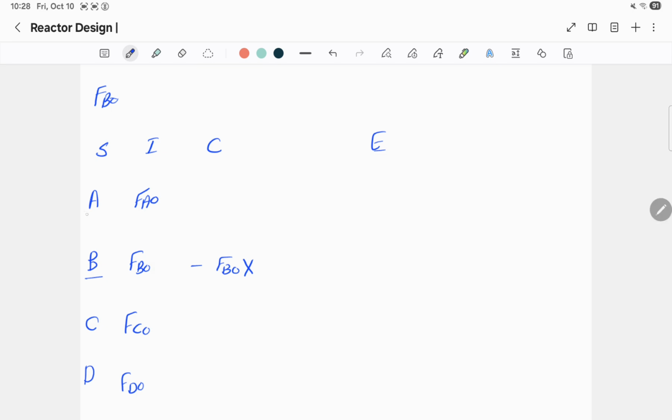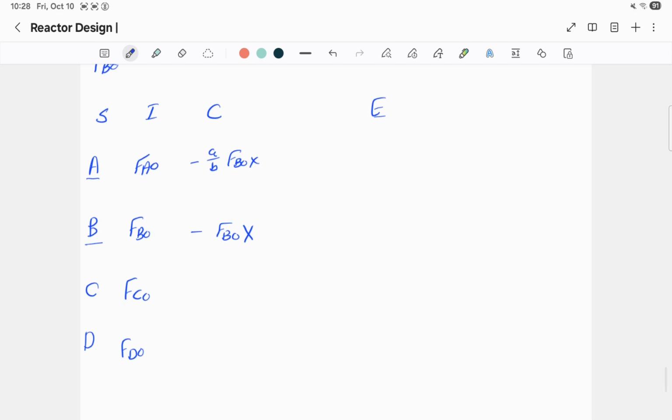We want to do the same thing in terms of A. So what we'll do, we'll use the same limiting reactant, how much has been converted, but we'll times it by the stoichiometry coefficient to convert it in terms of A. We'll do the same thing for C, but in this case it'll be plus because it's a product being produced. C over B times how much of B has been converted. Same thing for D.